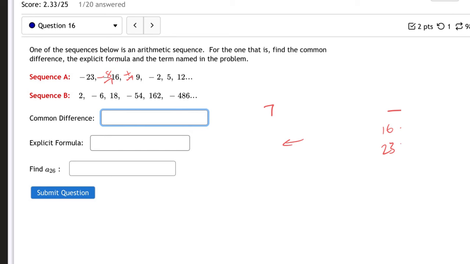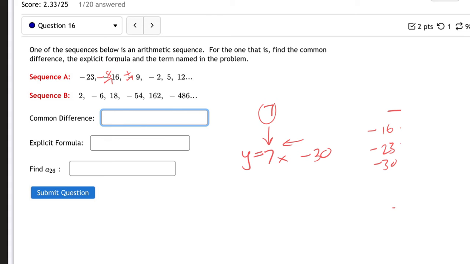So we would need this one right here, and that would be negative 30, right? Because negative 23 minus 7 is negative 30. So we're keeping that because this is a linear function. In this case, the explicit formula would be y equals, and we have negative 30 as our initial value at 0, and our slope was 7, so that is 7x.